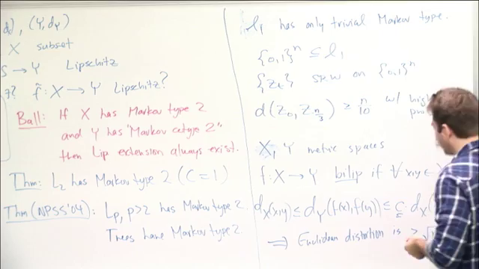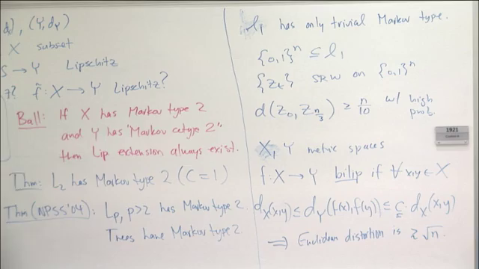There are many ways to prove this. It's been known for over 50 years. But this gives you an example of how Markov type comes into play when you think about the bi-Lipschitz geometry of metric spaces. This is a very simple example, but by studying random walks, you can really compare the geometry of two spaces using this kind of notion. Okay, good.